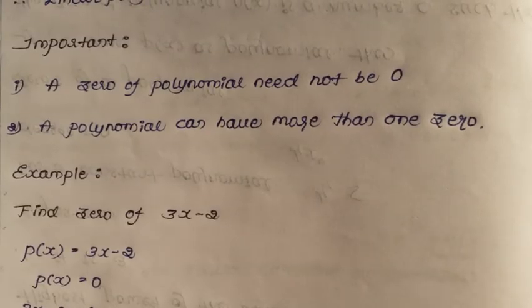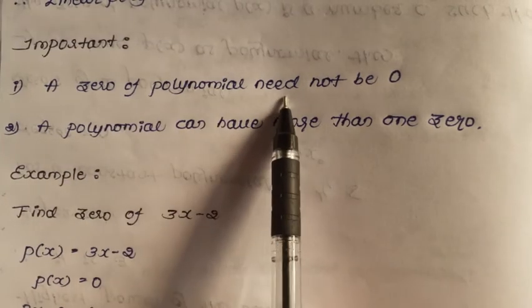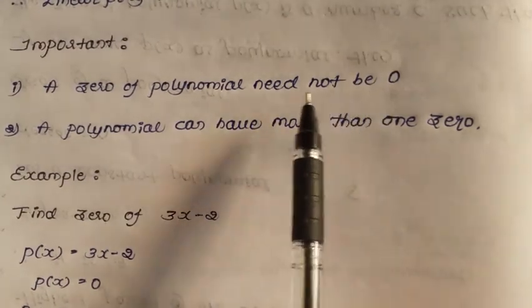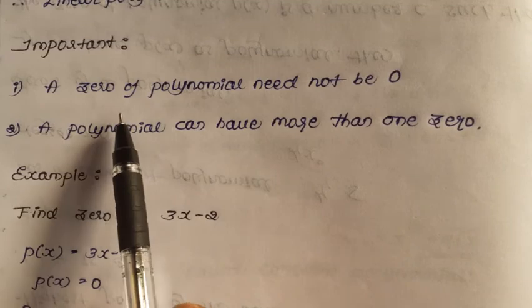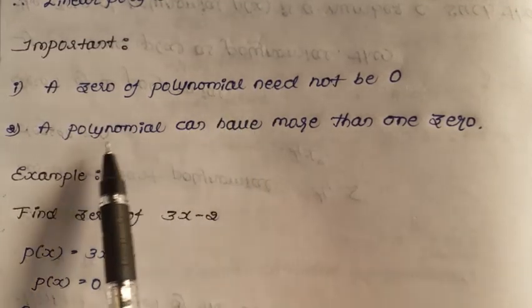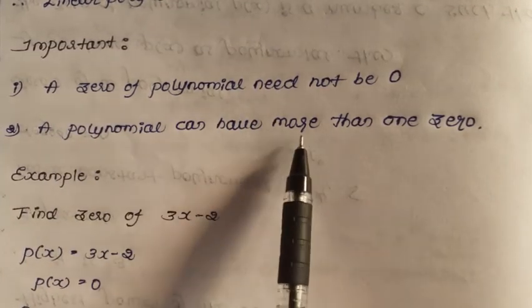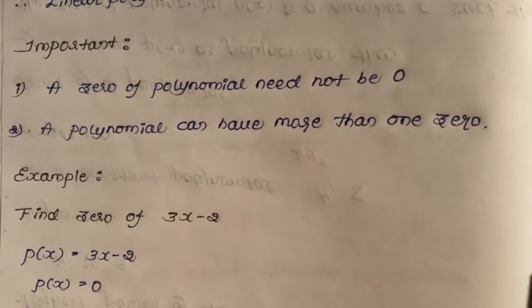The important thing is a zero of a polynomial need not be 0. We don't always get 0 as the zero of the polynomial. A polynomial can have more than one zero.